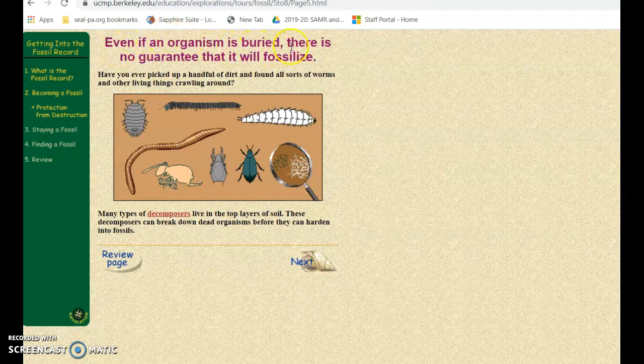Even if an organism is buried, there is no guarantee that it will fossilize. Have you ever picked up a handful of dirt and found all sorts of worms and other living things crawling around? Many types of decomposers live in the top layers of soil. These decomposers can break down dead organisms before they harden into fossils. We don't want that to happen. If we want something to become a fossil, we don't want the bacteria or weather to get to it.